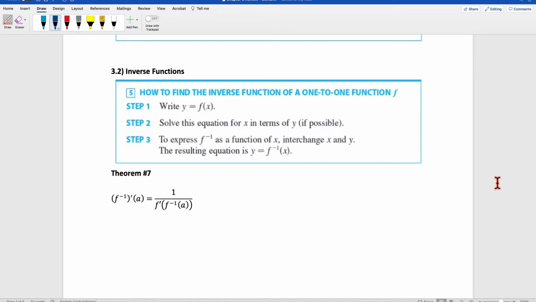And then this one, Theorem 7, this theorem doesn't allow us to find the inverse, but it does allow us to find a particular value in an inverse if we have enough information. So we'll work through one of these problems. They're kind of a little tricky, but kind of get down how to work through them.